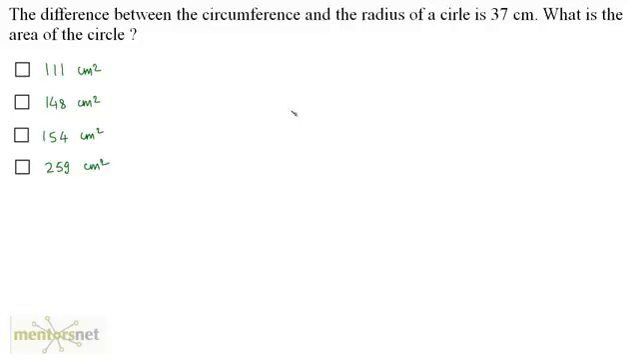The difference between the circumference and the radius of a circle is 37 centimeters. What is the area of this circle? Well, we have been given the difference between the circumference and the radius, and that's 37. Well, what is the formula for circumference? That is 2 pi r. So 2 pi r minus r on the left hand side, and on the right hand side we have 37, right? So if I take r common, I get r times 2 pi minus 1 is equal to 37.